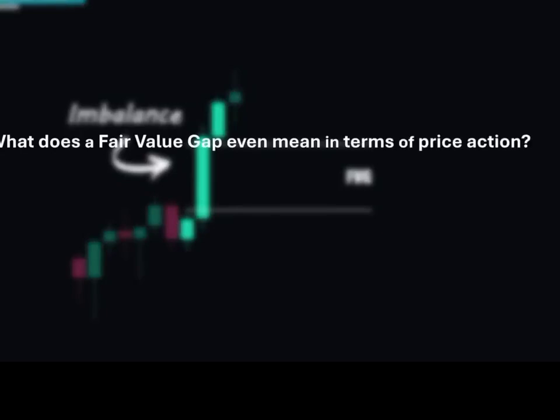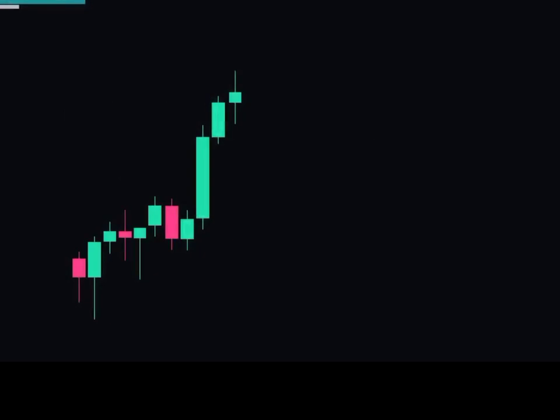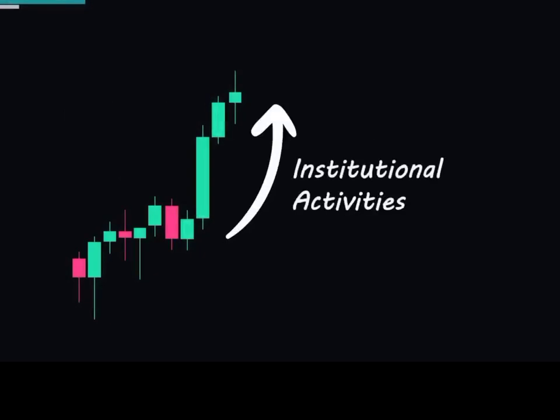Now, what does the fair value gap even mean in terms of price action? As the name suggests, it simply means that there is a gap between the fair value of the price. The massive buying pressure has caused this aggressive movement, likely due to institutional activities, and now the price is inefficient. As a smart money trader, marking fair value gaps is the first thing we do when we open the chart.